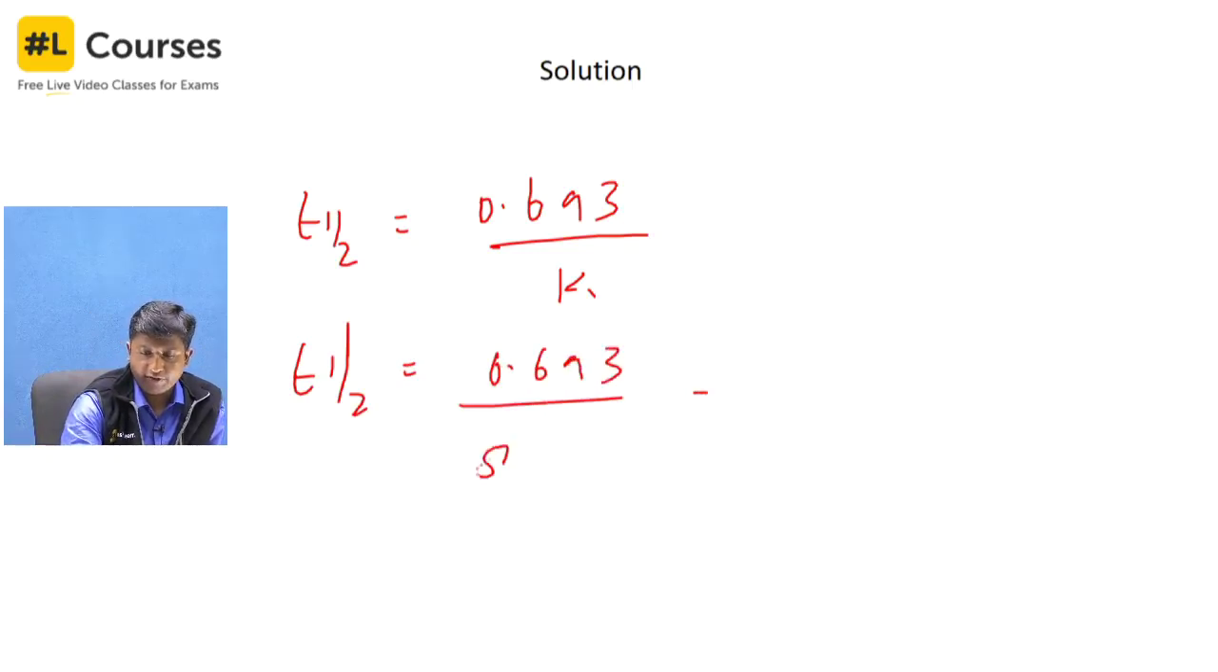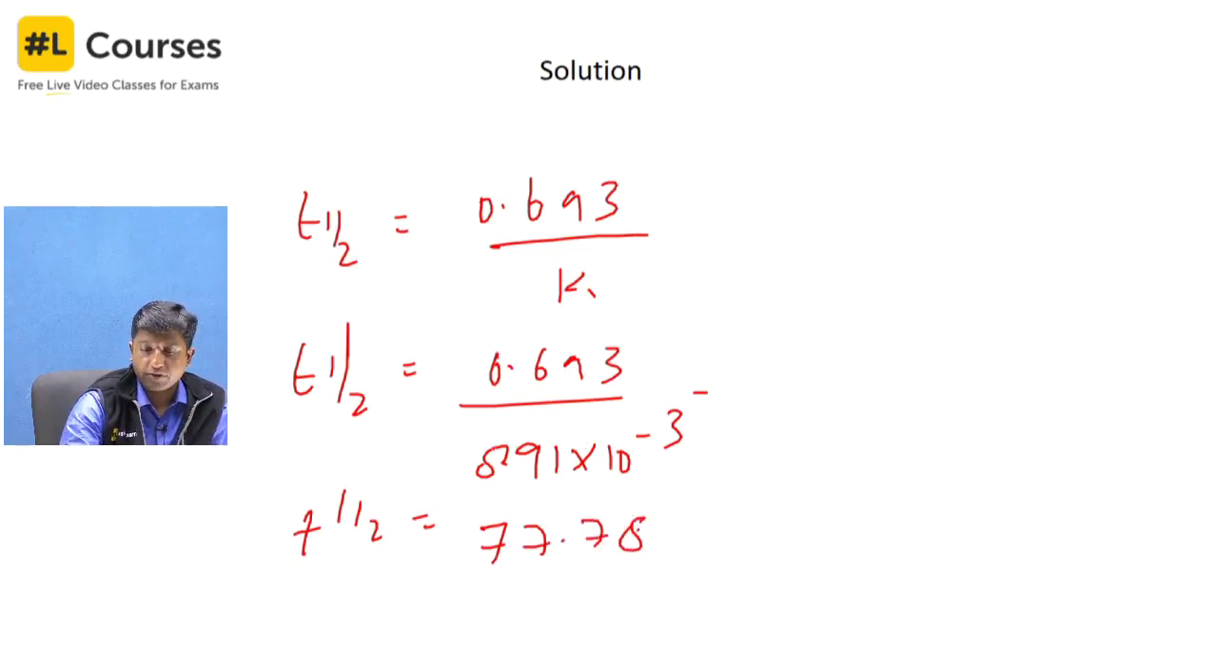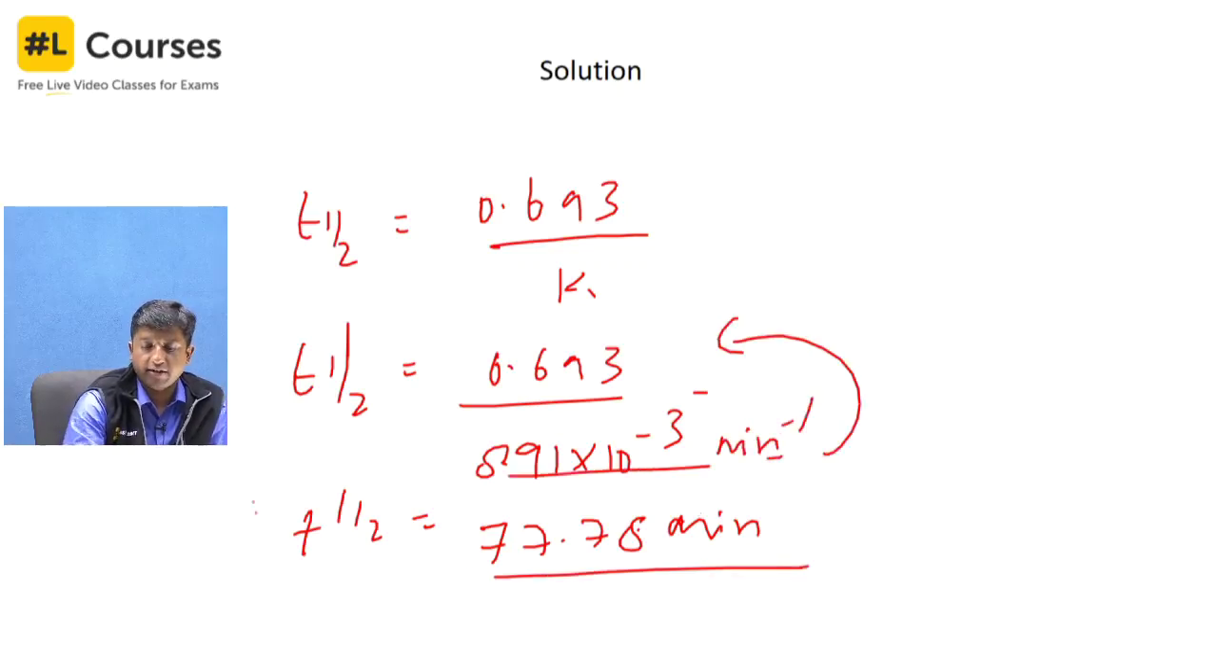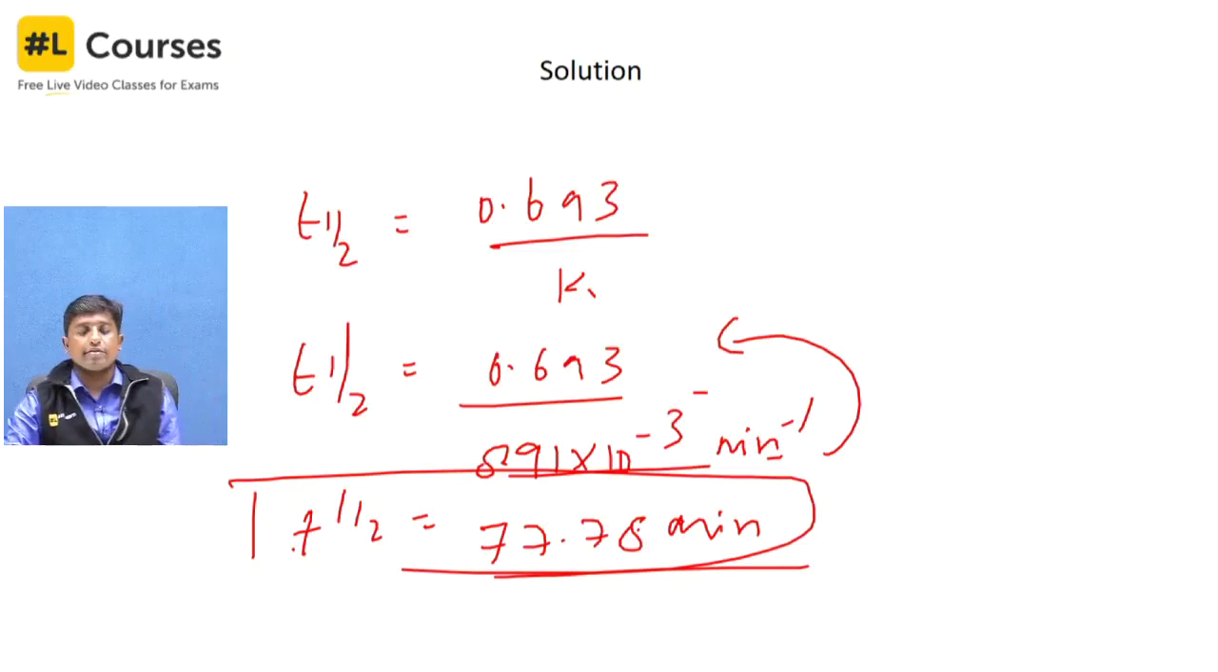0.693, the value of rate constant we have calculated, 8.91 into 10 power minus 3. So t half will be equal to, that is 77.78. So that is minutes. Here rate constant is per minute. So the final answer will be 77.78 minutes. So two-step problem here. In the first step, we have calculated the rate constant, and in the second step, we have calculated half-life time.